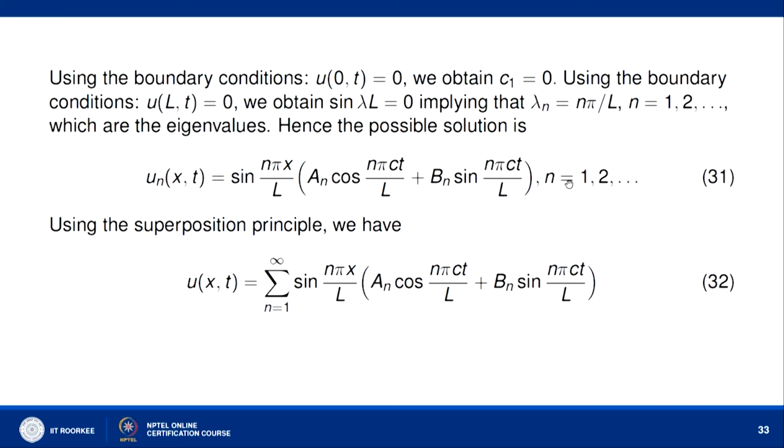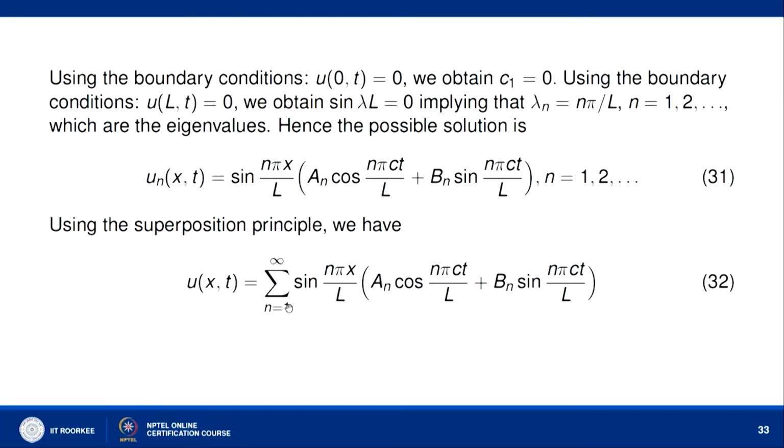Now, since for each n we have a solution of the homogeneous problem, if you take the summation from n equal to 1 to infinity, it will also remain a solution of this homogeneous problem. This is known as the superposition principle: if we have a homogeneous problem and V1 and V2 are two solutions, then a linear combination of V1 and V2 will also be a solution of the homogeneous problem. So, using the superposition principle we can write our solution as u(x,t) equal to the sum from n equal to 1 to infinity of sin(n pi x by l) times (a_n cos(n pi c t by l) plus b_n sin(n pi c t by l)).